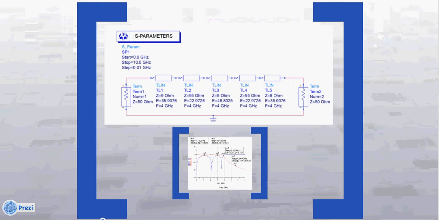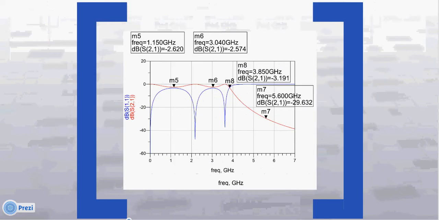Next, we implement the stepped impedance by using transmission lines. We chose high and low impedances of 95 and 9 ohms. To calculate the electrical length, we used equation 8.86 in Pozar. Here is the plot of our input return loss and our gain.